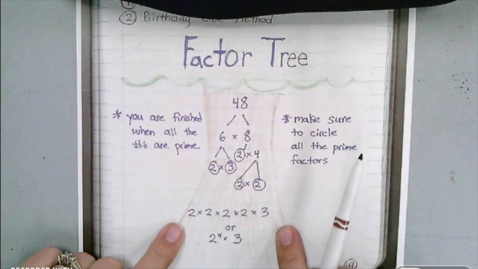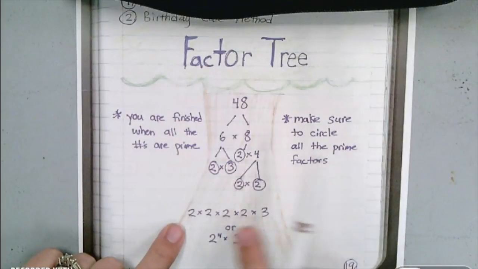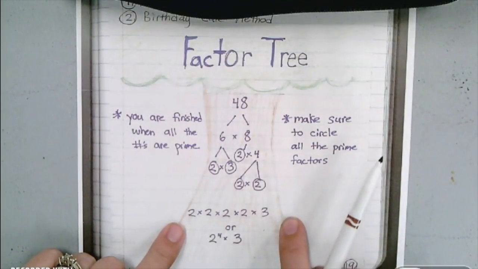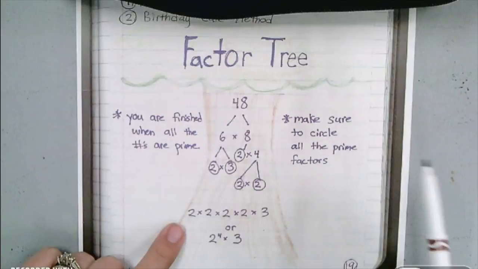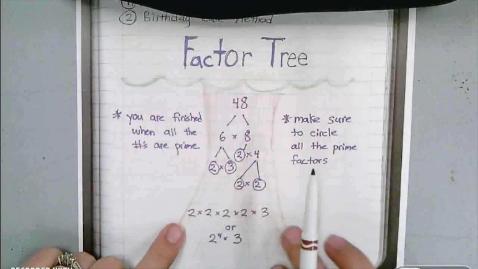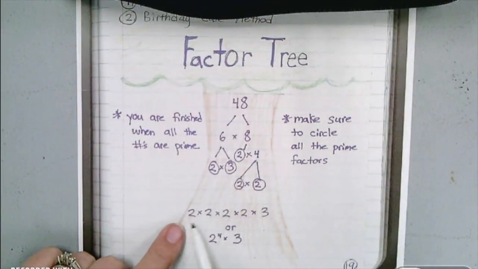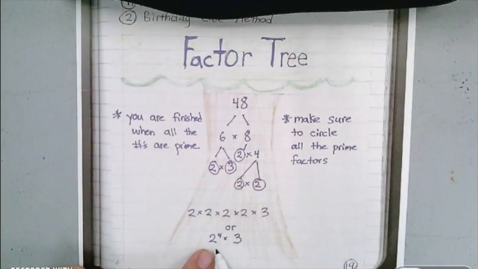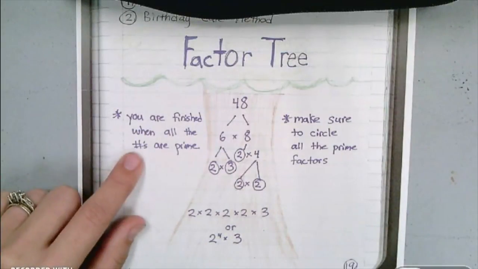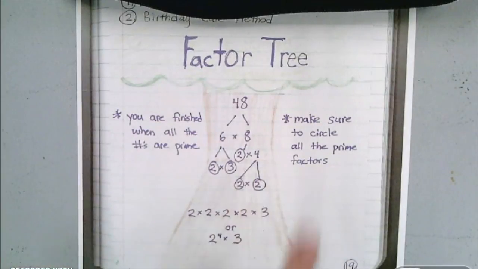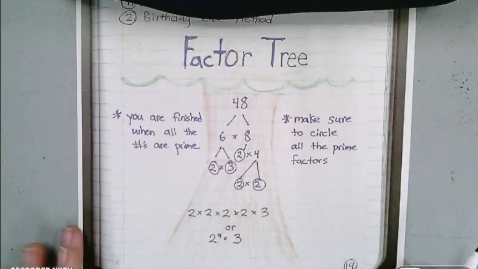Then down here, I write out all the numbers I circled, and I put them in order from smallest to biggest. Actually, sometimes I've seen it written from biggest to smallest too, but they should be in order. So 2 times 2 times 2 times 2 times 3. And then I can count how many 2's I have. 1, 2, 3, 4, and just write it as 2 to the 4th times 3. You're finished when all the numbers are prime, and make sure that you circle all prime factors.